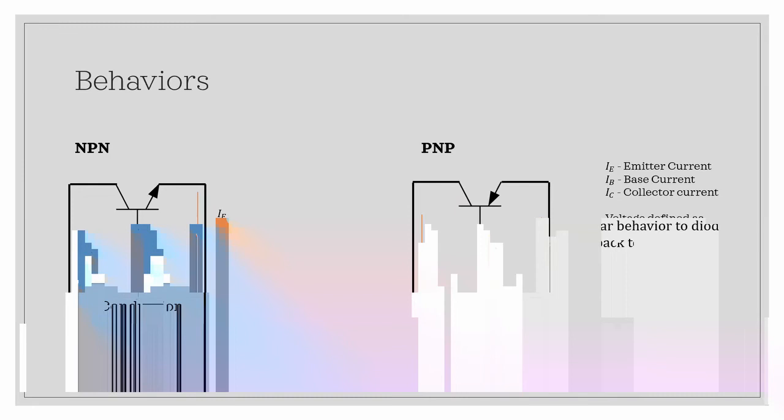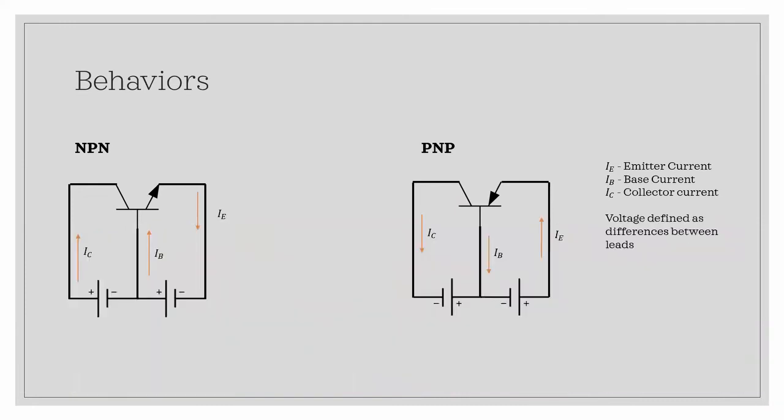We can see from the NPN diagram that the collector and base current flow toward the transistor, and the emitter current flows away, and this makes sense. Emitter emits, it leaves. The collector collects it, so it comes in, and the base is there to allow it to happen. But for the PNP transistor, it's the opposite. The collector and base currents flow away, and the emitter current comes in to the transistor. So just keep that in mind when doing wiring diagrams for these types of circuits.